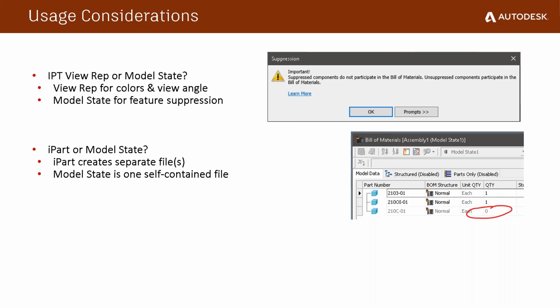iParts create separate piece part files from the factory. So if you've got an iPart with 10 configurations in it, and you place that iPart into an assembly, you pick one particular configuration, you now have the master iPart factory, but then you also have a separate IPT that is that one configuration. Model states do not do that. Everything is self-contained in one IPT. It can be good and it can also be bad. We'll look at those in a few minutes.